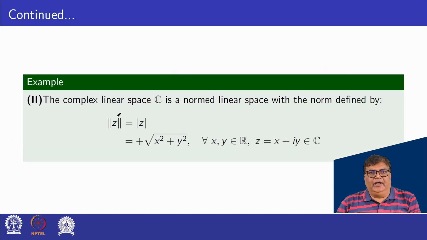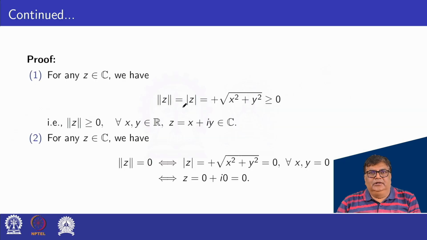Here the defined norm Z is equal to mod Z, that is under root x square plus y square, for Z equal to x plus iy. So this is greater or equal to 0, then we can say that norm Z is greater or equal to 0 for all x, y belonging to R. In this case, Z is equal to x plus iy, x and y individually belonging to R.